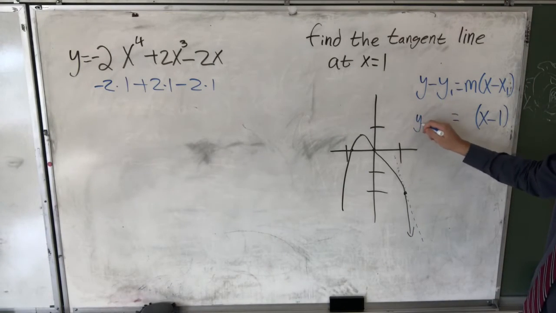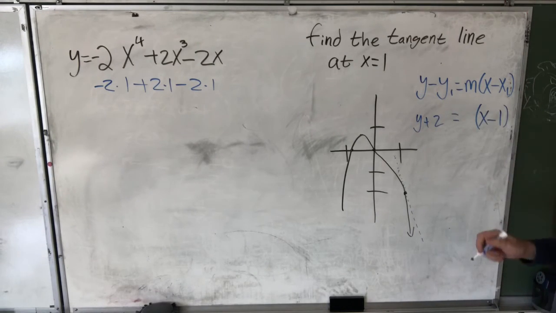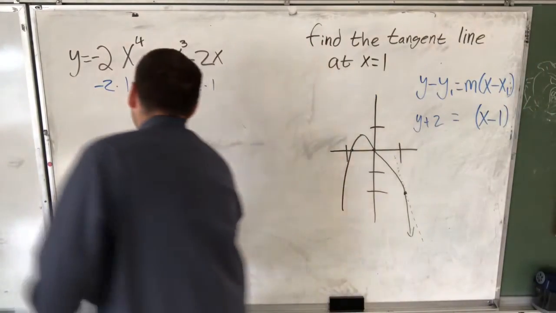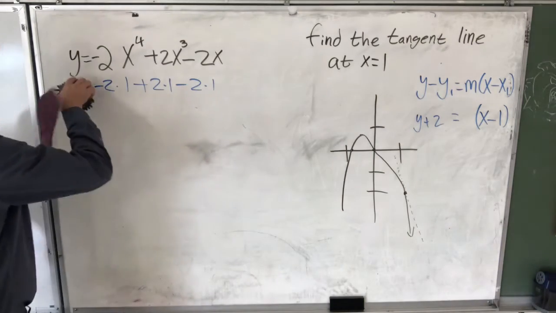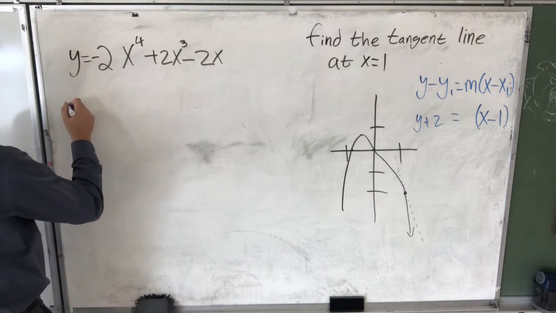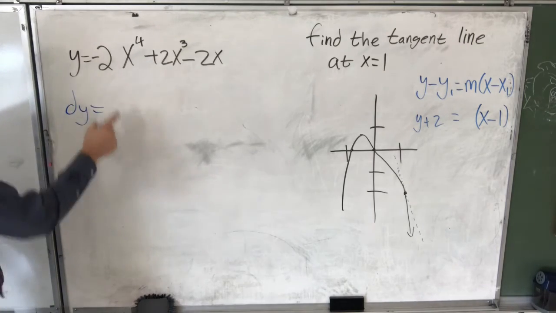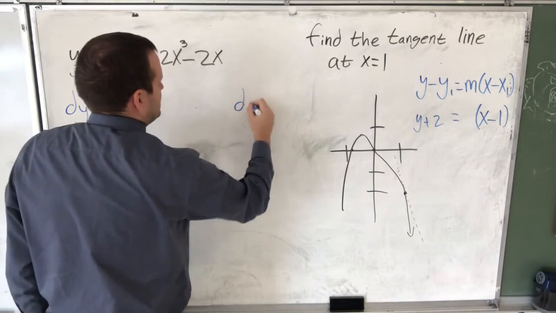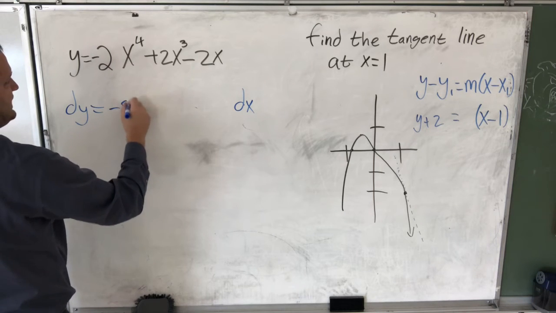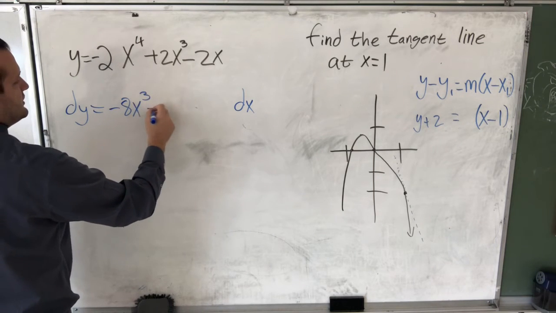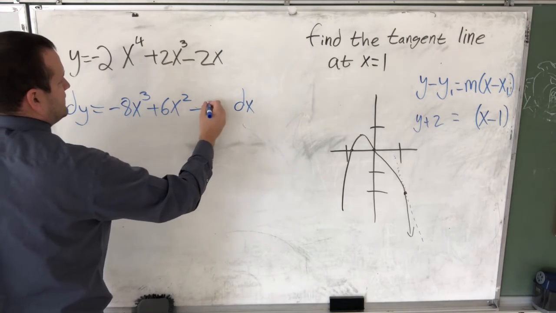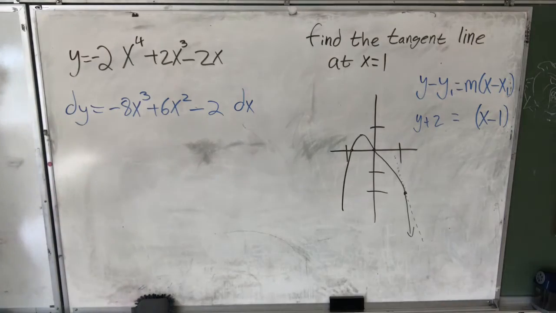So y plus 2. I have to now find my gradient. To do this, I need to take the derivative. Okay? It looks like it's in reference to y, it's not f of x. We're not going to find f prime of x. The derivative of y is dy. The derivative of x is dx. So we need to go through and take the derivative of it all. That gives us negative 8x cubed plus 6x squared minus 2 dx. Okay?